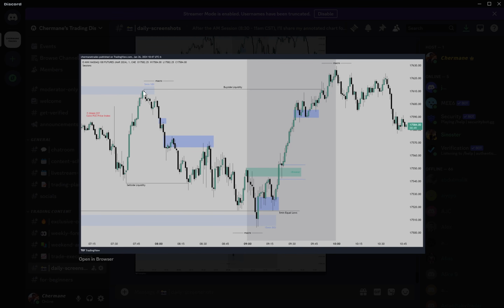We have buy side resting above here. Well, now we have a breaker. Low, high, lower low. The last up-close candle in between the two lows is your bullish breaker. What do you notice about this breaker?